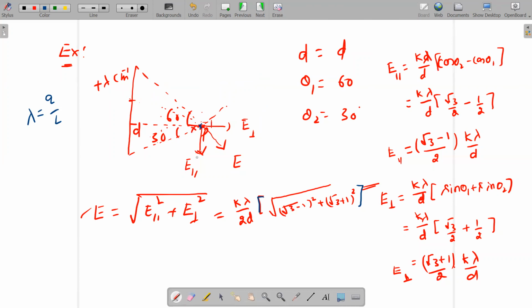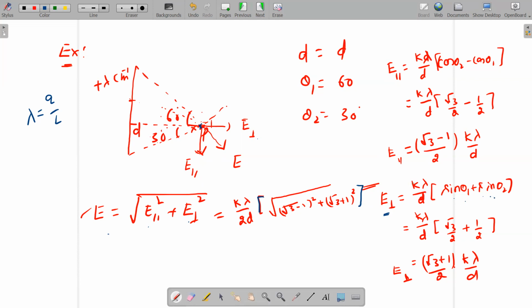To find this, we have to find out the total E perpendicular component and the total E parallel component. Then you will get the total field as square root of E parallel square plus E perpendicular square. What is E perpendicular and E parallel? The formula for E perpendicular is equal to K lambda by D into sin theta 1 plus sin theta 2.